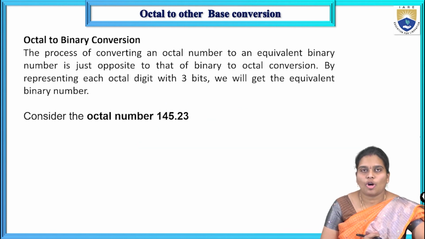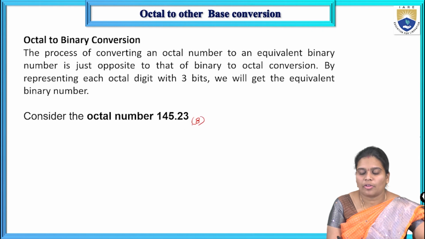So next one is the octal to binary conversion. In this octal to binary conversion, the octal base value is 8, separating 3 bits only. Okay, here the octal value is 145.23. Now we are writing the equivalent binary values using only 3 bits. So in the first position, 5 is there, and the equivalent binary value of 5 using 3 bits only is 101.